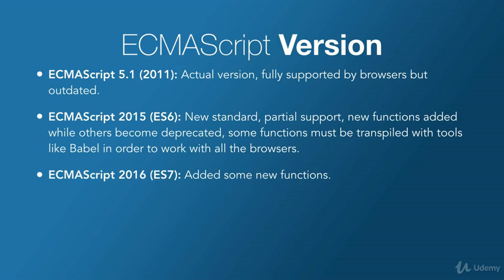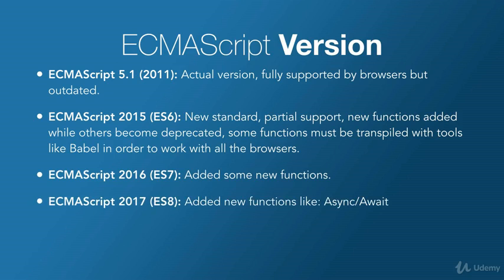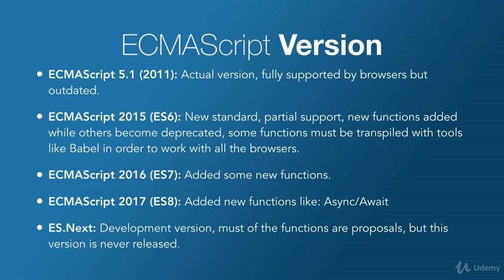There is also ECMAScript 2016, which is ECMAScript 7. It added only a few functions. Then we have ECMAScript 2017, which is ECMAScript 8, and it also added new functions. The most important is async await, which you are going to learn in this course also. And there is also another version that is called ES Next. This is the development version, and most of the functions are proposals. Something important about ES Next is that this version is never released because it always refers to the development version.